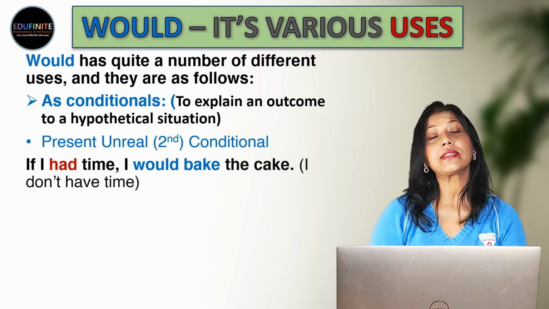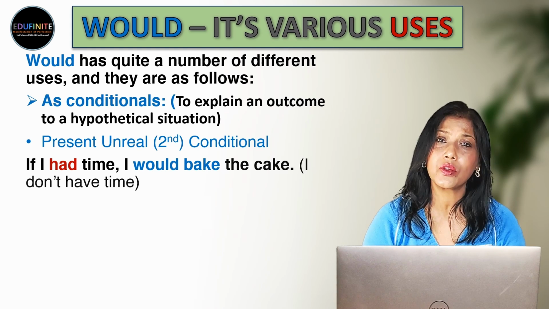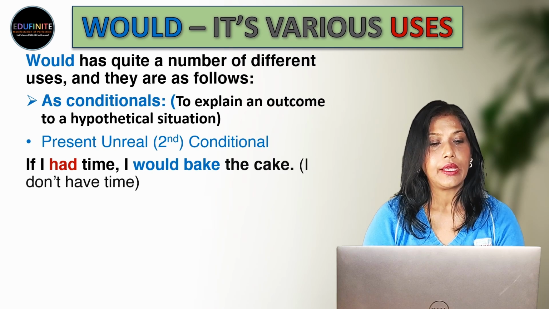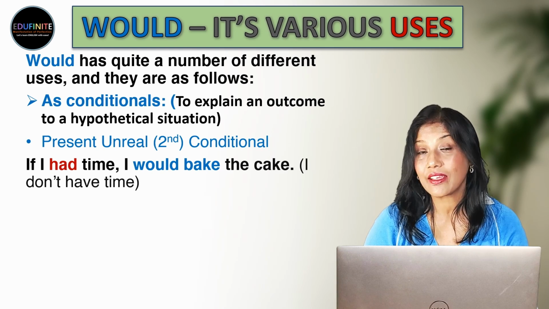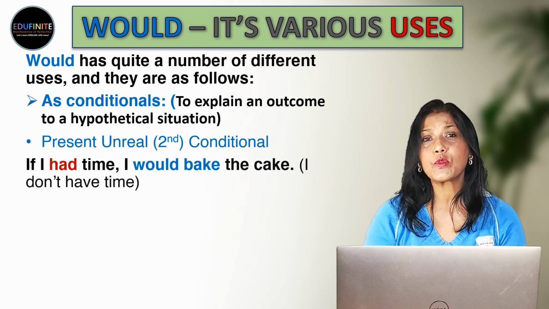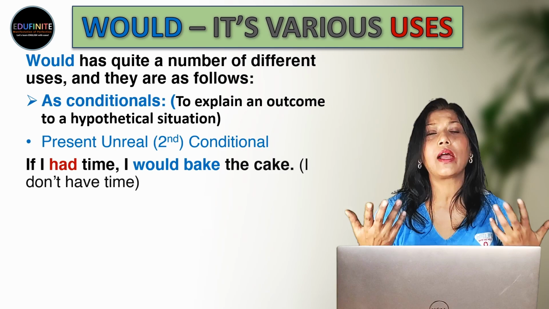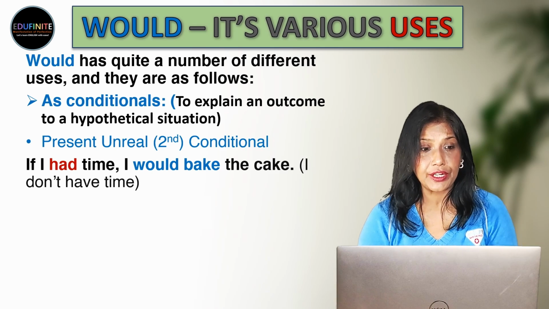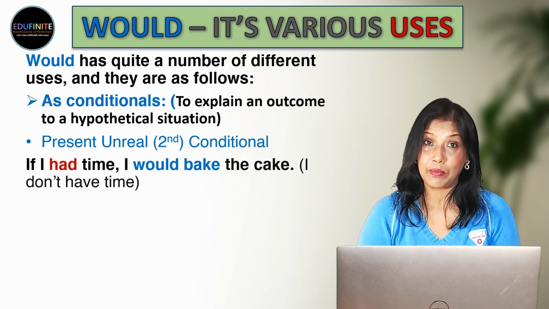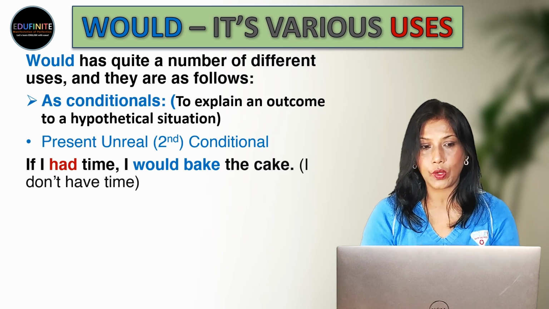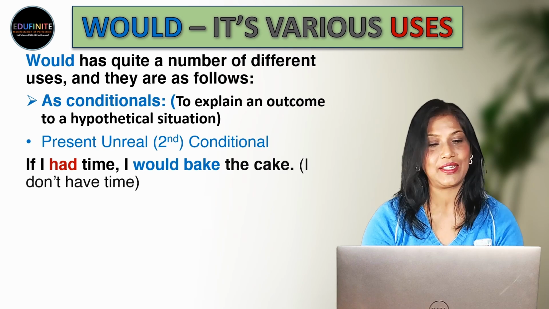The first one is the present unreal conditional, which is also known as the second conditional. Now, if I had time, I would bake the cake. So I'm talking about the present time. Suppose I'm talking with my friend and I'm telling her, if I had time, I would bake the cake. That means I don't have the time. So I'm talking about the present unreal conditional or the second conditional.